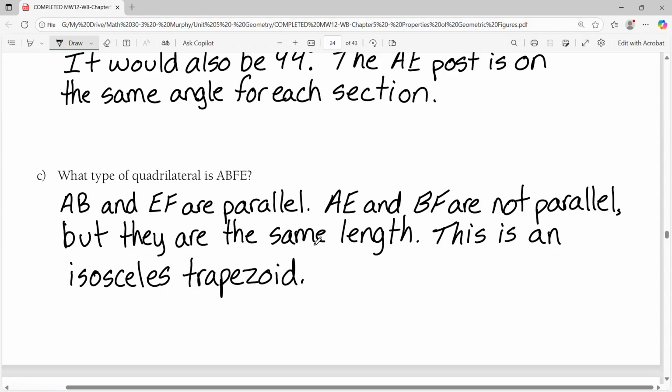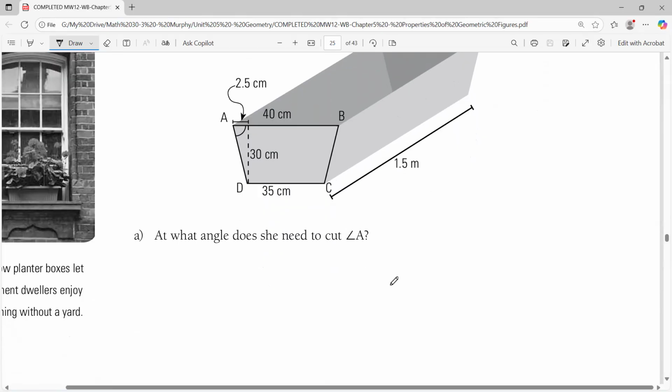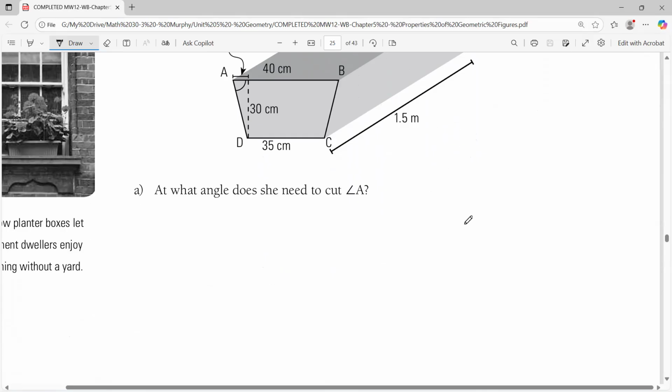Okay. Number 6. Leslie is building a planter for her front porch. Okay, so it's kind of like a bin. The planter is a trapezoidal prism. So you can see the trapezoid here, but it's also got these other pieces that are giving it volume. Okay, so this is area, and then you've got the length, and it's going to create a volume. At what angle does she need to cut angle A? Okay, and we've got some measurements there.